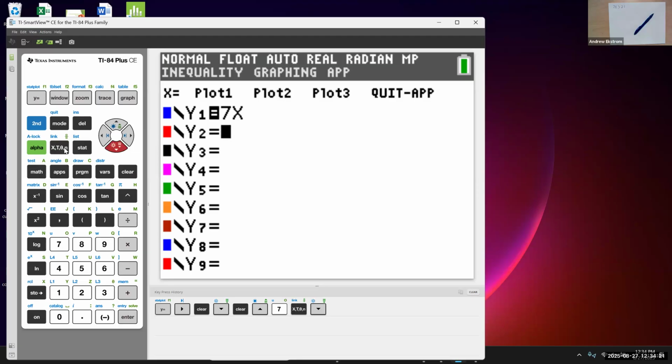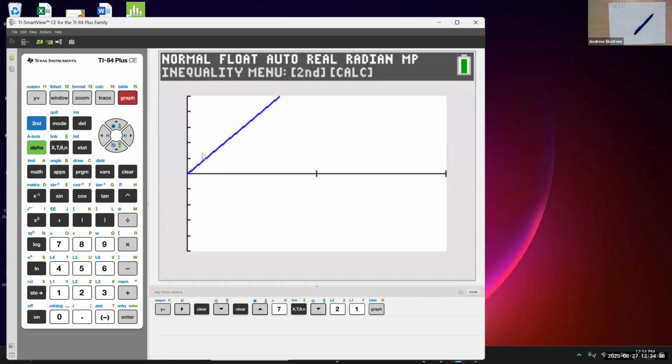In order to get 7x, I have to type in 7 and then come up here and hit X. So simple enough. And then up here, I should be able to put in just 21. And once I've got that, I should be able to hit the graph button. You can see I've got a line right here, but we can't really see much of anything else.